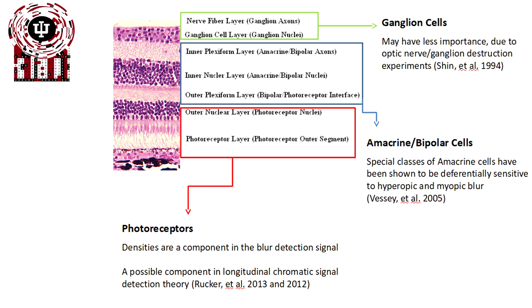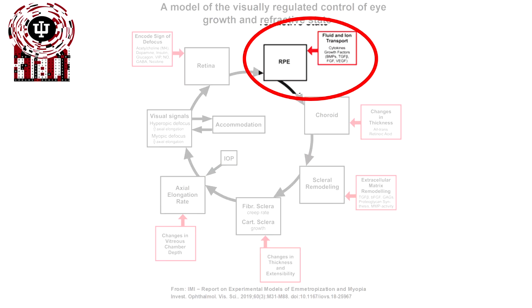The amacrine cells, though, and the bipolar cells, there are special classes of amacrine cells within the inner nuclear and interplexiform layers that have been shown to be differentially sensitive to hyperopic and myopic blur. We also know that photoreceptors are a critical component to the densities for blur detection signals. And they're also a possible component to longitudinal chromatic aberrations, which is a theory of how the eye encodes sign.